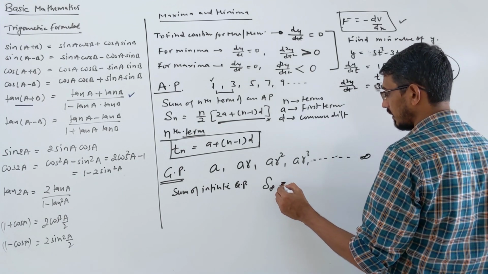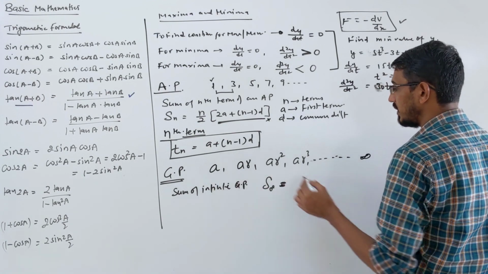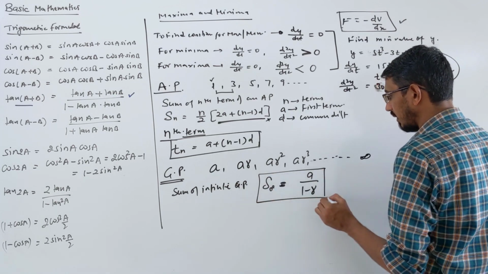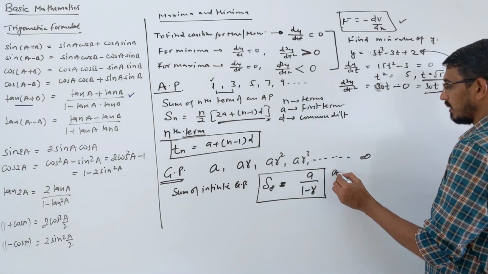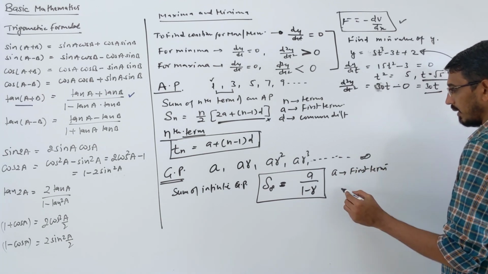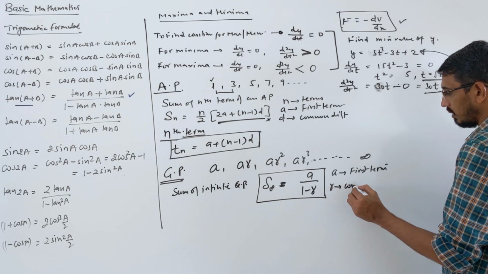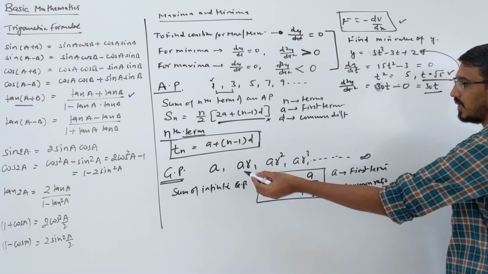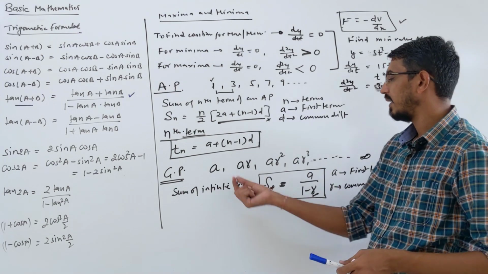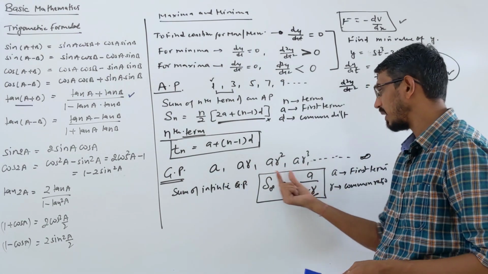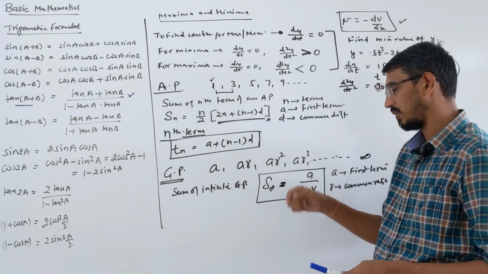The formula is simple. The sum of an infinite GP is a upon 1 minus r. A is again the first term, and r is called the common ratio, the factor by which this series is increasing or decreasing. Like a was there, then multiplied by r, then r again; every time we are multiplying the series by r. So r is that value.